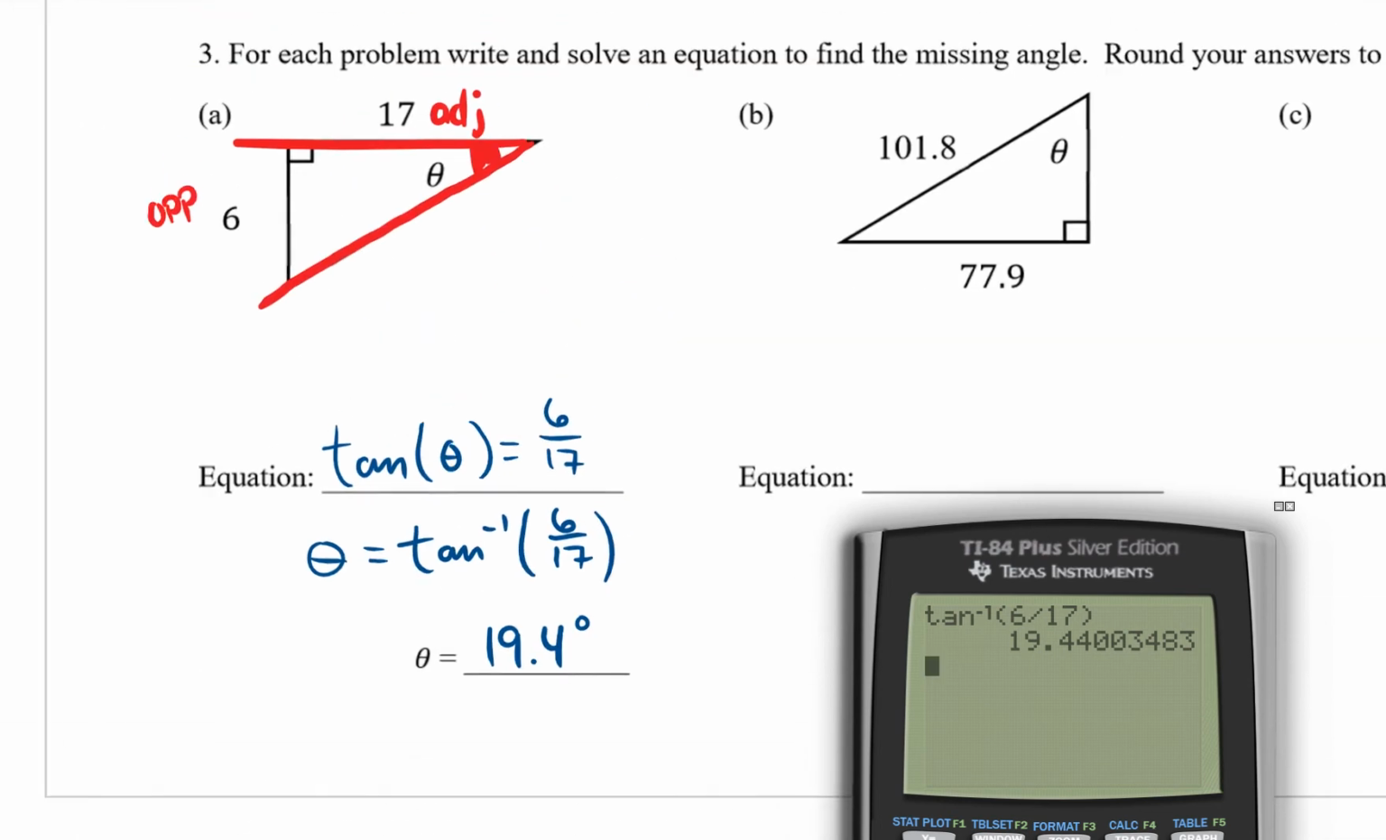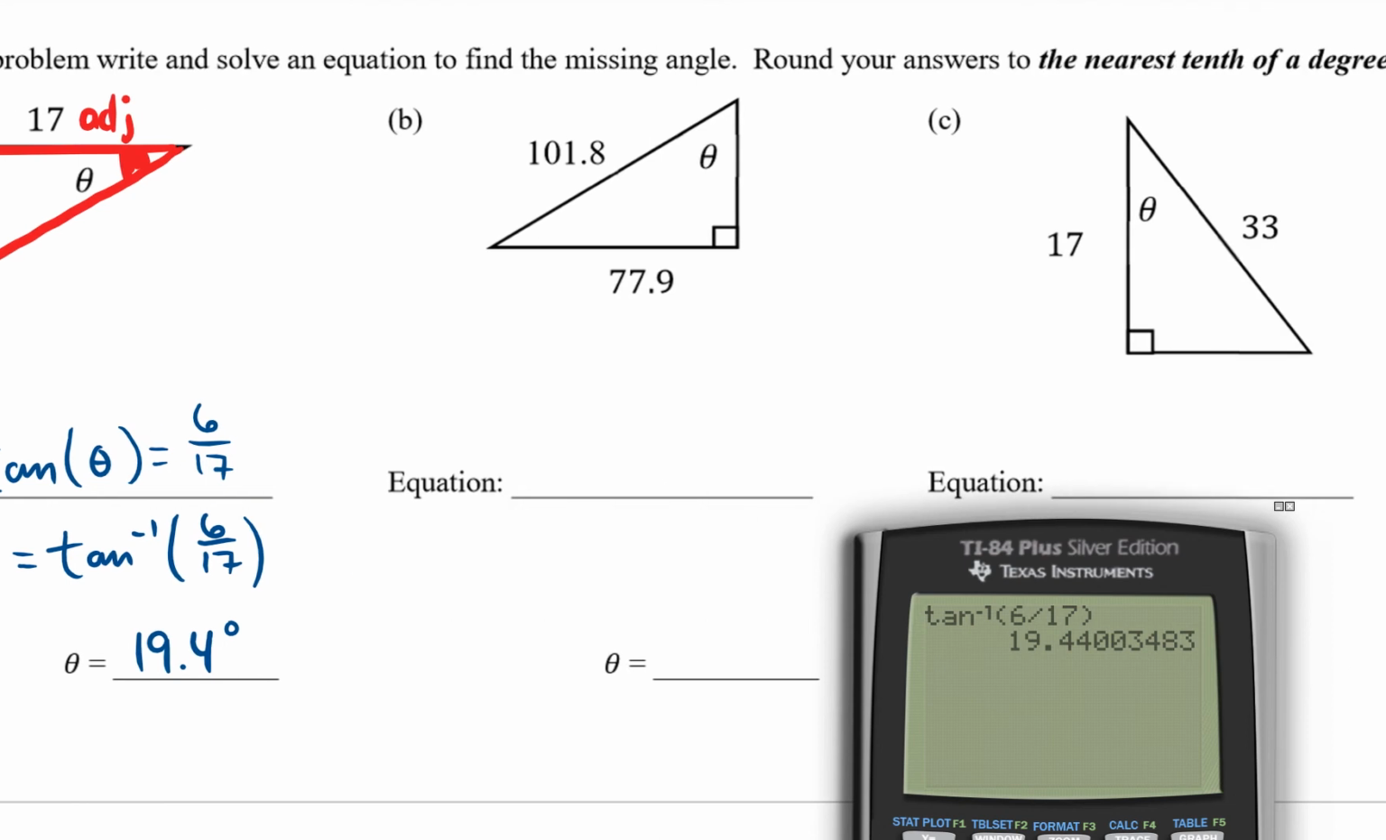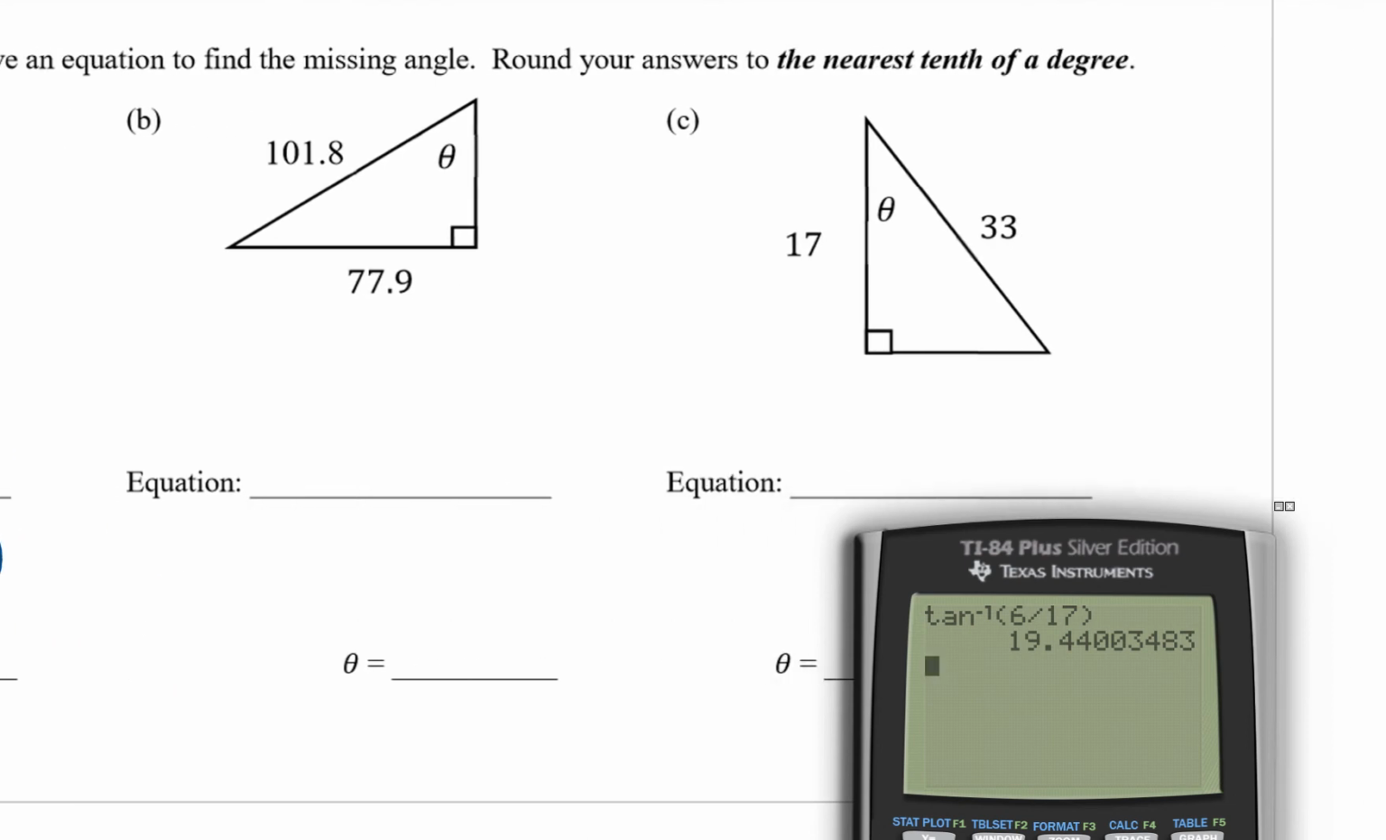Perfect. Let's move on to part B. For part B, we're given, again, two sides, and we're asked to find one of the acute angles of that triangle. I'm going to highlight it again. Looking at theta, I have the length of the opposite side, so I'll write OPP. And the other thing that I have is the hypotenuse, so I'll write HYP.